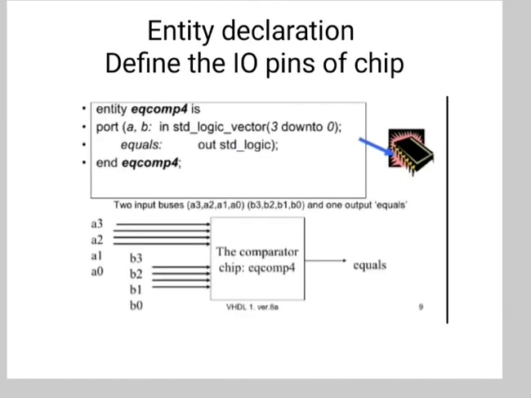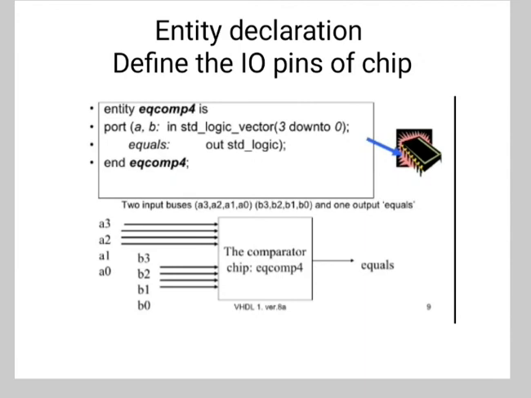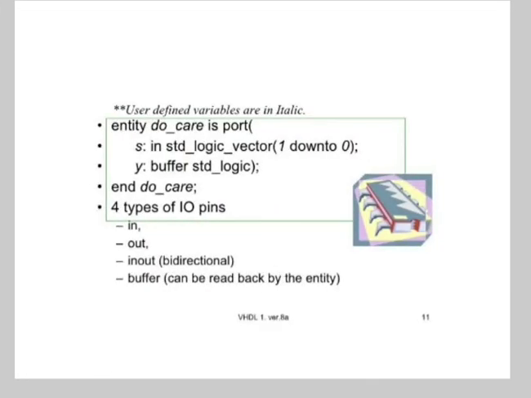So in means value can be read but not assigned, that is an input port. Out means value can be assigned but not read, that is an output port. And there is a third type, that is inout, that is value can be read and assigned, that is an input output port. The entity declaration starts from the keyword entity and ends with the keyword end. Between these, ports are defined with the keyword port. Ports are declared with their name, mode and type. There is one more mode, that is buffer, an output port with internal read capability.